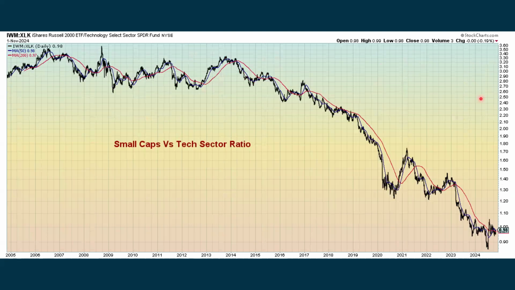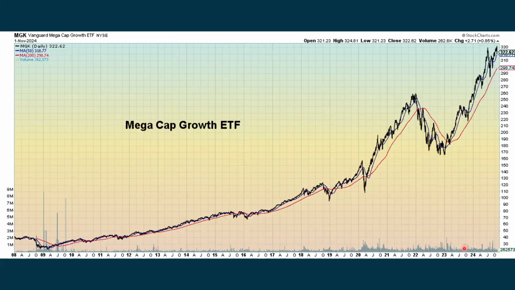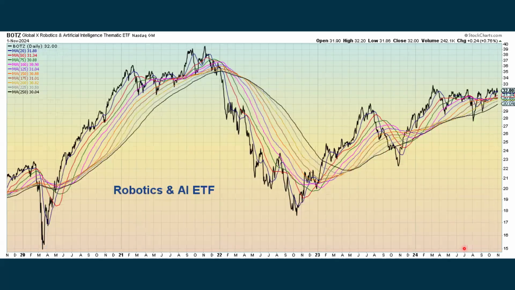We also look at small caps versus the tech sector, and this has been choppy quite a bit lately. We're trying to see a golden cross here, as tech has been a little bit under pressure, and recently small caps have been doing better, but now we're seeing tech doing a little bit better and small caps underperforming as it tries to work out what direction this ratio will go. The big software companies are seeing an overall uptrend, mega cap growth pulling back, coming down to its 50-day moving average, but still in an uptrend.